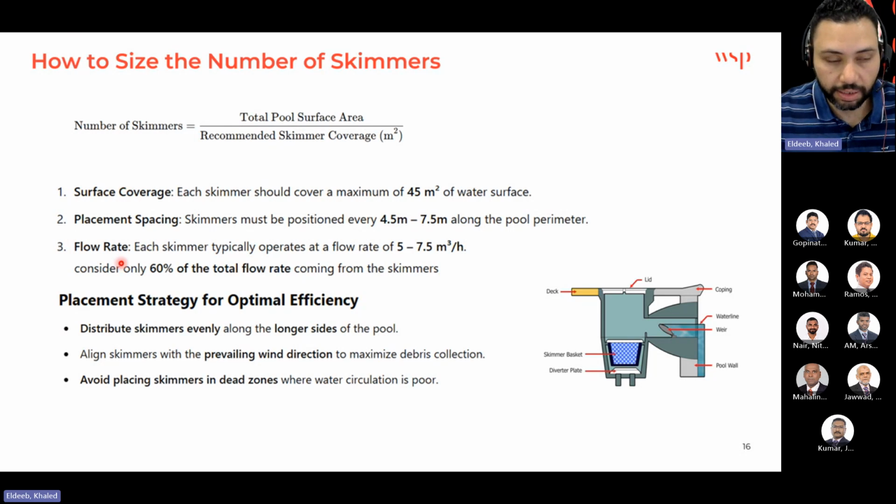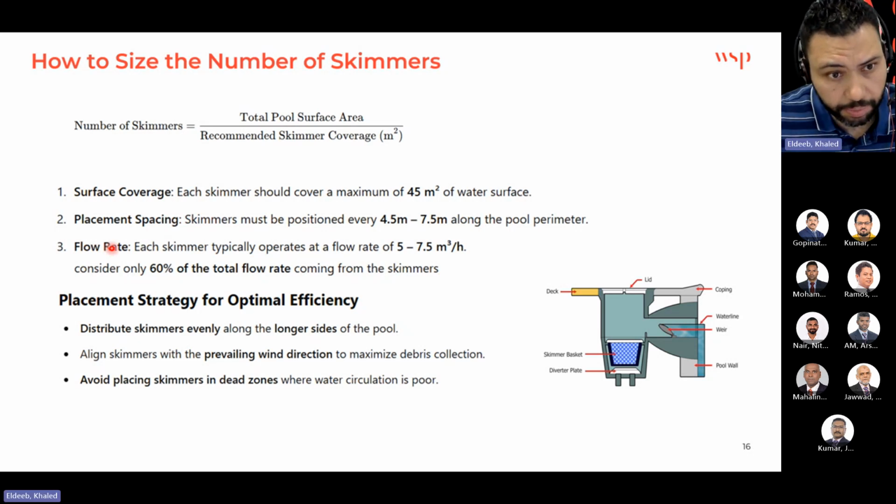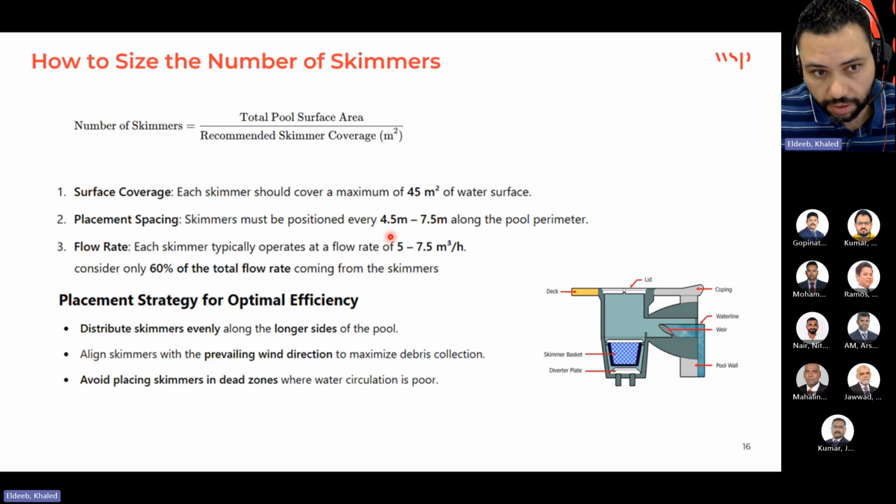So we have here three criteria we need to consider when we do sizing for the skimmers. We need to know how many skimmers we need for my pool. The surface coverage for each skimmer, we consider it a maximum of 45 square meters. It could be less. To be on the safe side, make it 30, 35. It depends. The placement spacing between the skimmers has to be within this range, 4.5 to 7.5 meters along the pool perimeter.